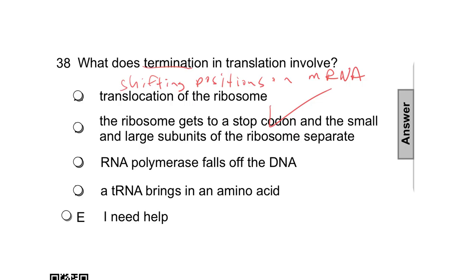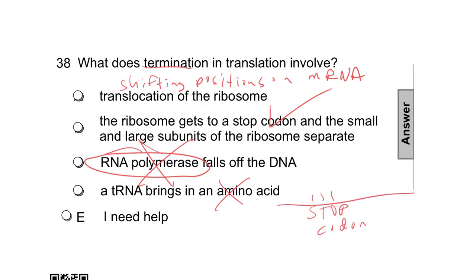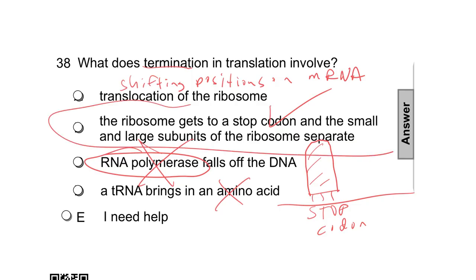RNA polymerase falls off. Wait, RNA polymerase isn't in this picture. RNA polymerase is in transcription. A tRNA brings in an amino acid. No. Remember, on the stop codon on the mRNA, you don't get an amino acid, you get a termination protein, a terminator protein. Termination factor, as they called it. That's not tRNA. So it's letter B here.